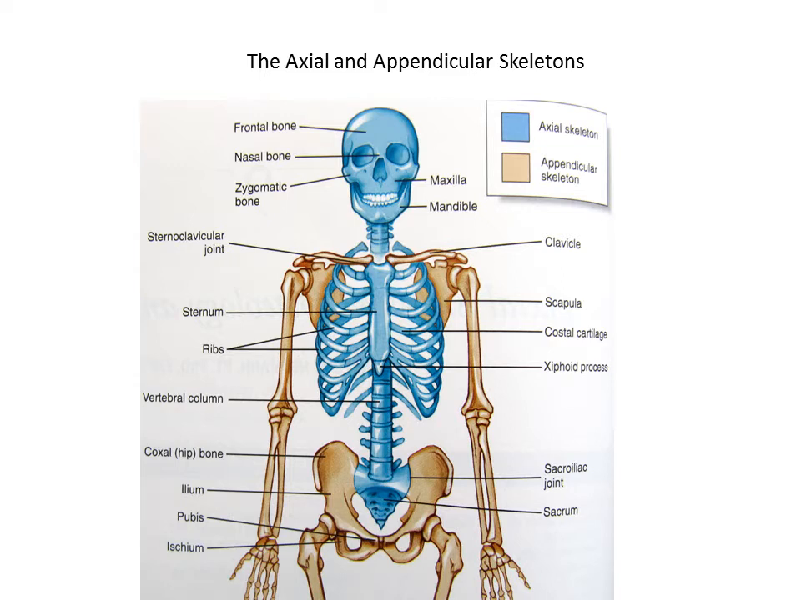If you're a terrestrial animal, then you're going to have these appendicular structures. So fish don't necessarily have arms, especially not in this form. They definitely don't have legs, especially in this form.